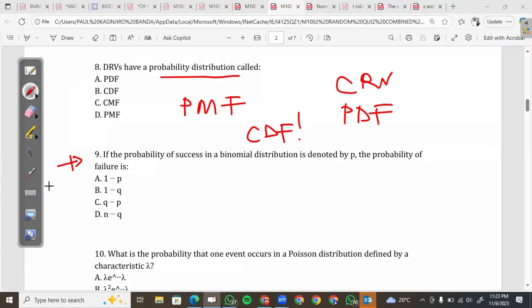And then question 9, they're saying if the probability of success in a binomial distribution is denoted by P, the probability of failure is, this one is very easy. The probability of failure is just 1 minus P, which we said was equal to Q. So you go to that option and pick it. Here, 1 minus P is option A. So that's the answer there.